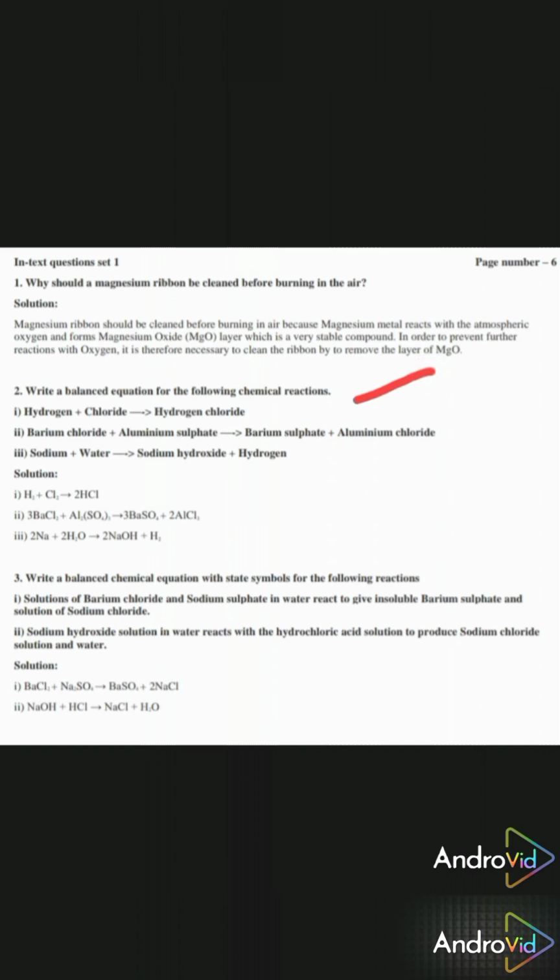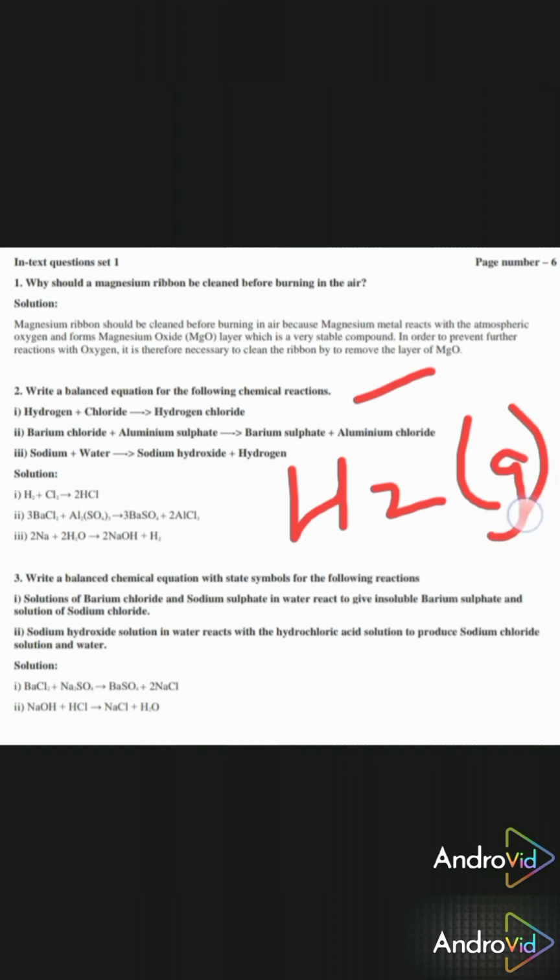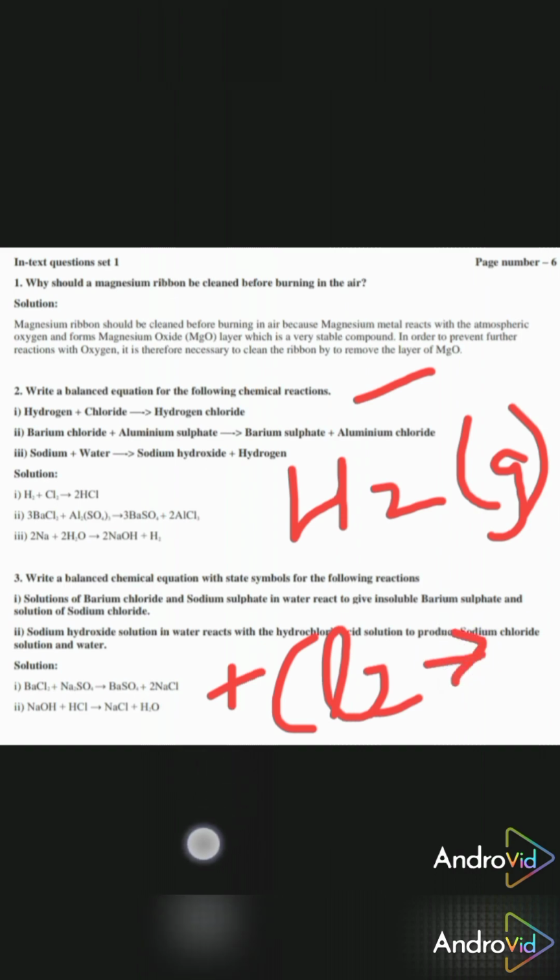write a balanced equation for the following chemical reactions. The first one is hydrogen plus chlorine, actually, it is given here as chloride, sorry. So hydrogen plus chlorine would give hydrogen chloride. We know that H2 stands for hydrogen, which is a gas. Again, when we take chlorine, Cl2, we'll give 2 times HCl, which is given here. It is straight away balanced.